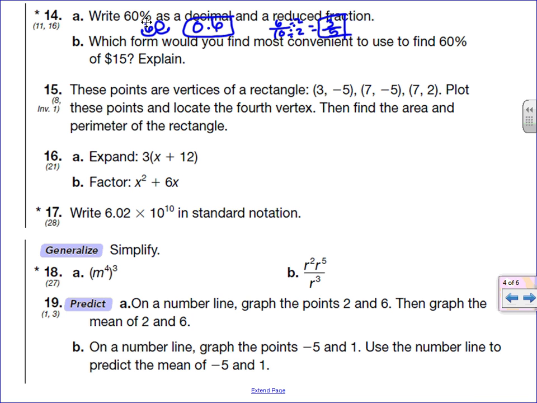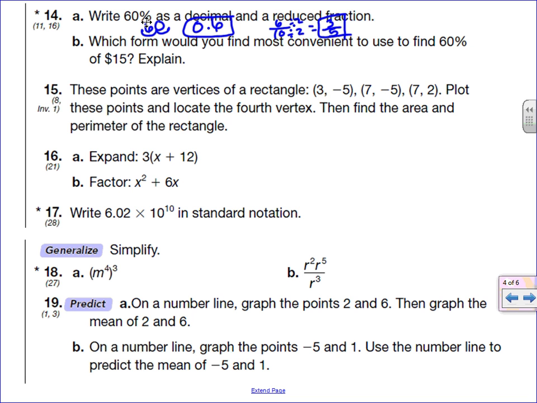Which form would you find most convenient to use to find 60% of 15? Well, if I was going to use the percent, what I would need to do is figure out what 10% of 15 is, which is 1.50, and then I'd have to multiply 1.50 times 6, which would be 9. So that was kind of confusing and difficult. So if I did it with the decimal, I'd still have to do multiplication with decimals.